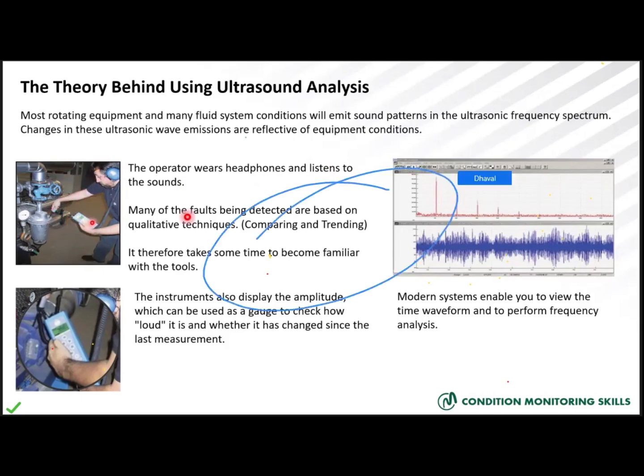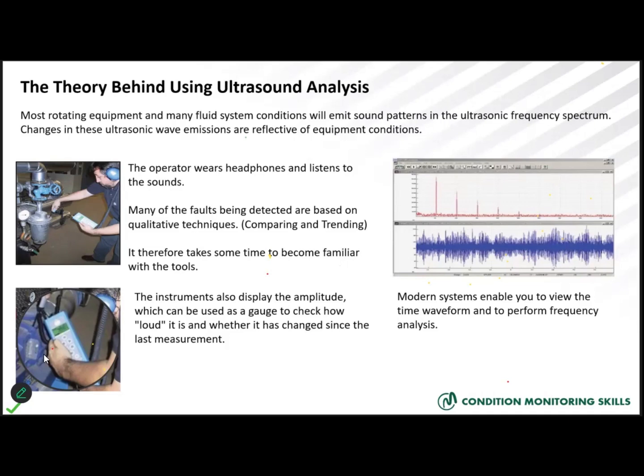Many of the faults being detected are based on qualitative techniques, like comparing the different sounds with the previous sounds, trending the sounds, and so on. So therefore, it takes some time to become familiar with such tools.